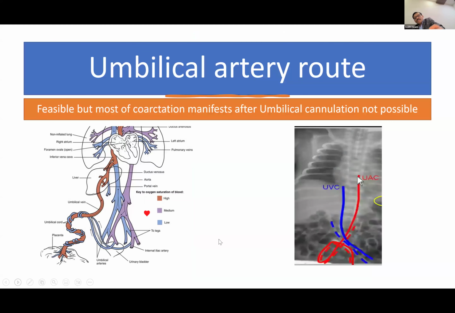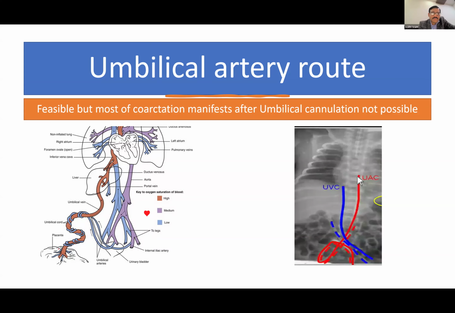Now, so femoral artery route, carotid artery route, femoral venous route, umbilical artery route. Though I have not done umbilical artery route for the coarct, it's feasible as you understand. Most of the time, what is happening is coarct manifests after 3 to 4 days, and then you may not be able to have umbilical access. So most of the time it's not used.